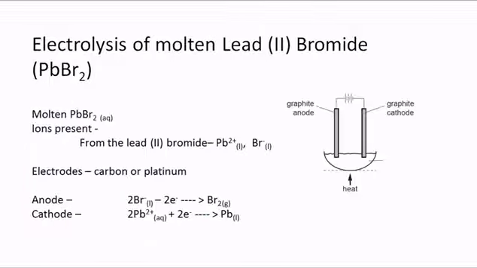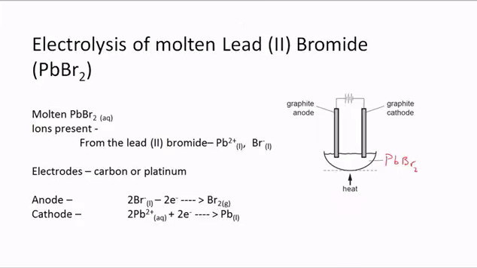Our first example is the electrolysis of molten lead-2 bromide. And this is the diagram for the electrolysis. Notice we have the lead-2 bromide here. And notice we have to heat the lead-2 bromide.